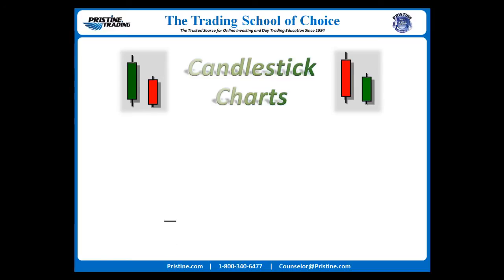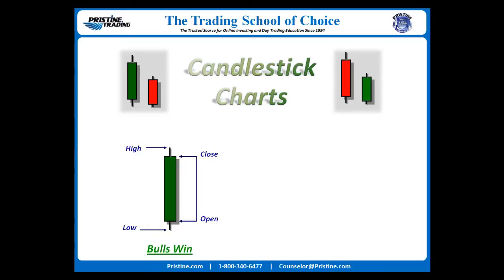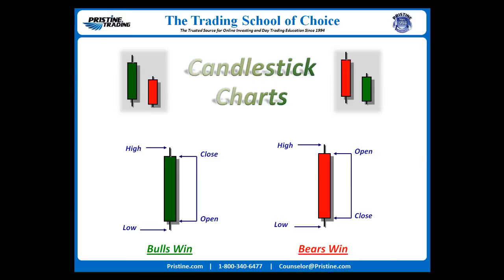There are 4 pieces of information contained in every candlestick. There is an opening price, the low for the time period, the closing price, and the high for the time period. If the closing price is above the opening price, it is colored green, and we consider the candle to be won by the bulls. Likewise, if the opening price is above the closing price, it is colored red, and we consider the period of time to be won by the bears.